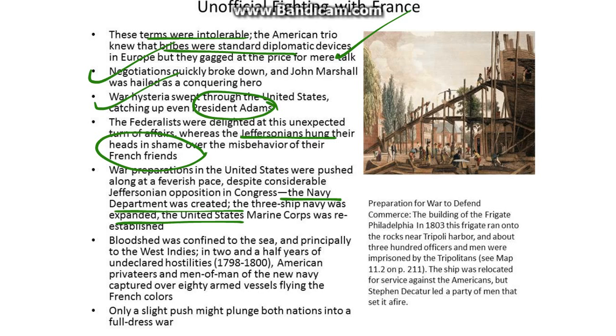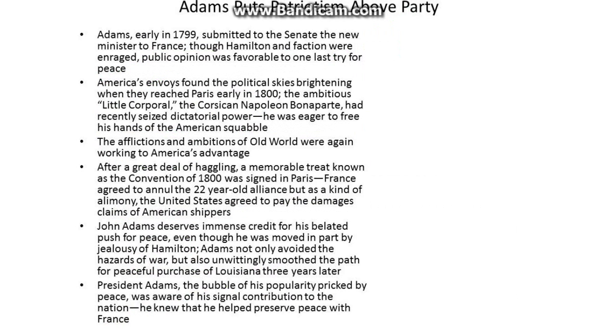Bloodshed was confined to the sea, and principally the West Indies. In 2.5 years of undeclared hostilities, American privateers and men of war in the new Navy captured over 80 armed vessels flying the French colors. Only a slight push might plunge both nations into a full-scale war. Adams, in early 1799, submitted to the Senate the new minister to France. Although Hamilton and his faction were enraged, political opinion was favorable to one last try for peace.